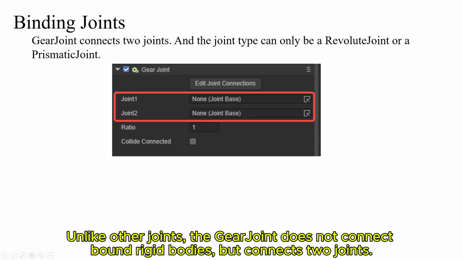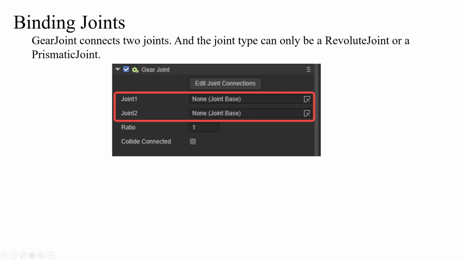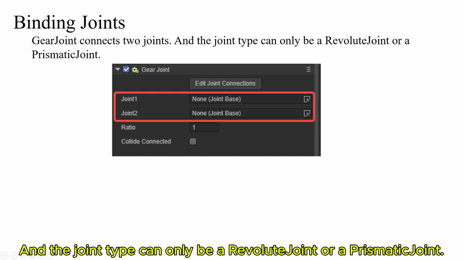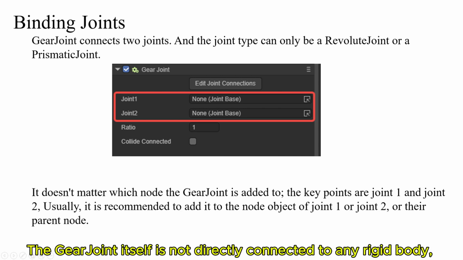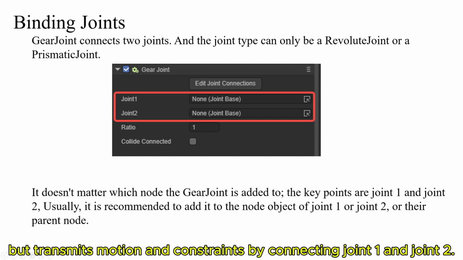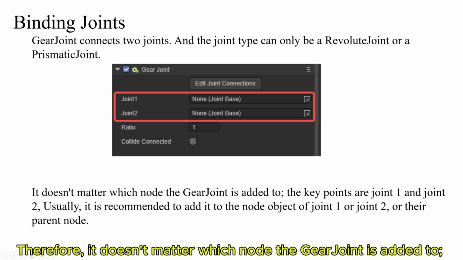And like other joints, the gear joint does not connect bound rigid bodies, but connects to joints. And the joint type can only be a revolute joint or a prismatic joint. The gear joint itself is not directly connected to any rigid body, but transmits motion in constraints by connecting joint 1 and joint 2. Therefore, it doesn't matter which node the gear joint is added to.